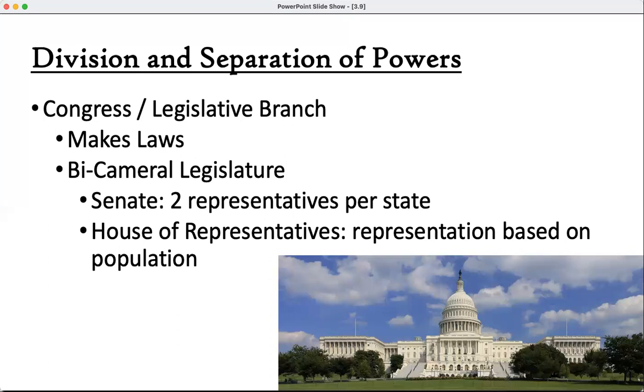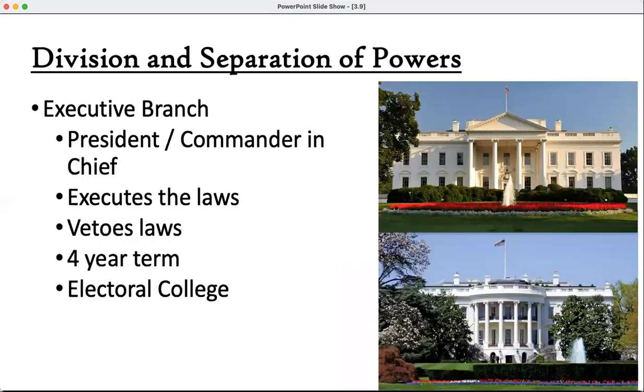And if they vote to remove the president, that means the president's no longer in power and the vice president moves up. We have seen, like I said, 3 presidents impeached, but 0 presidents removed. Okay. So what about the executive branch?